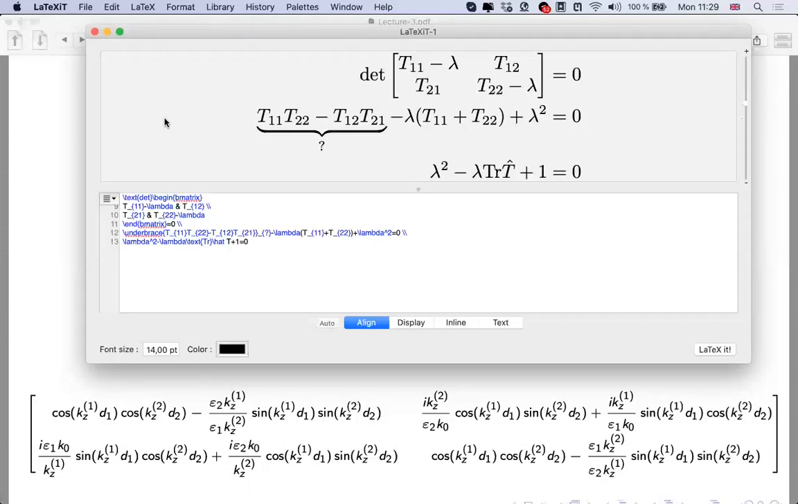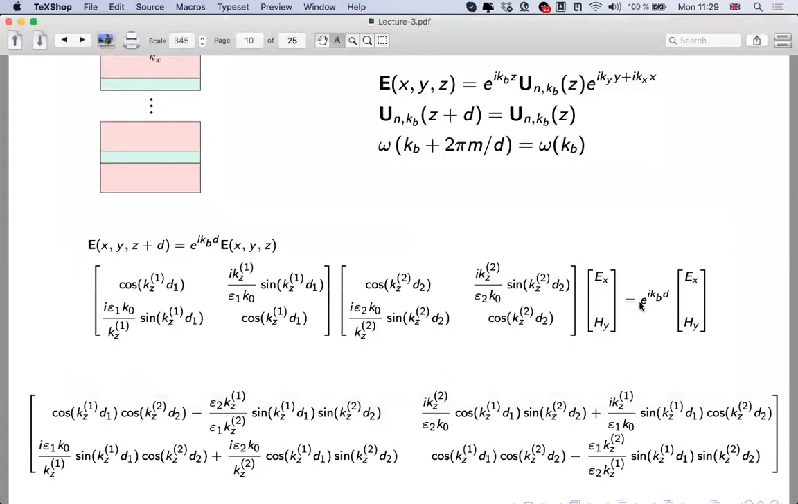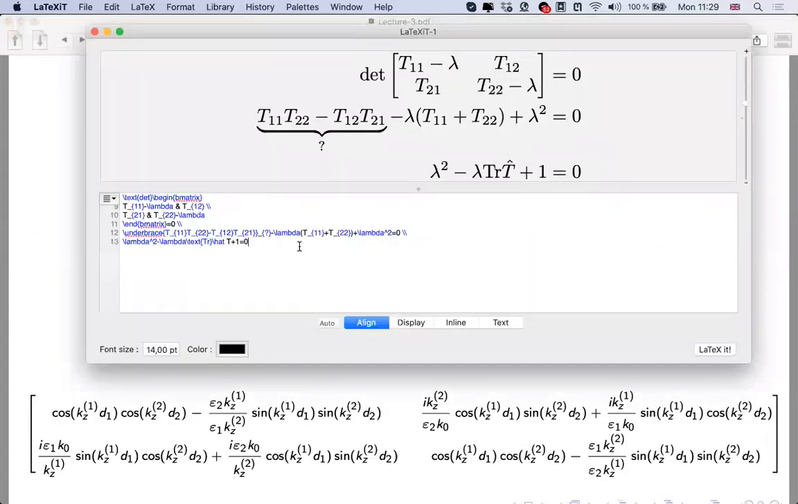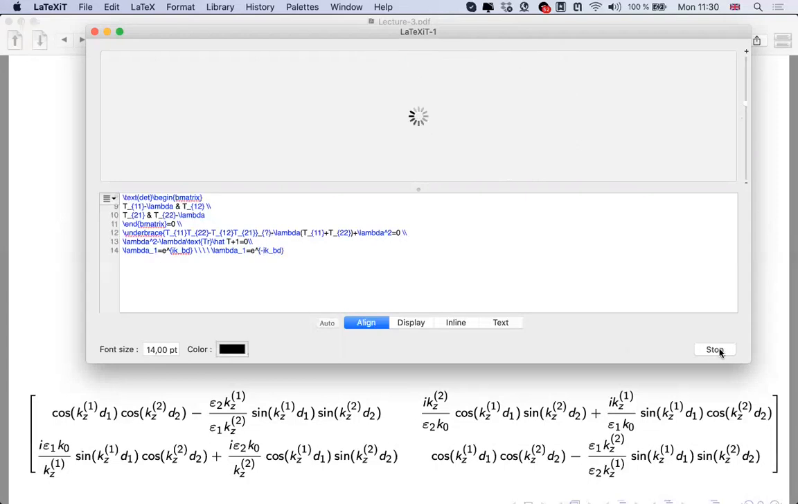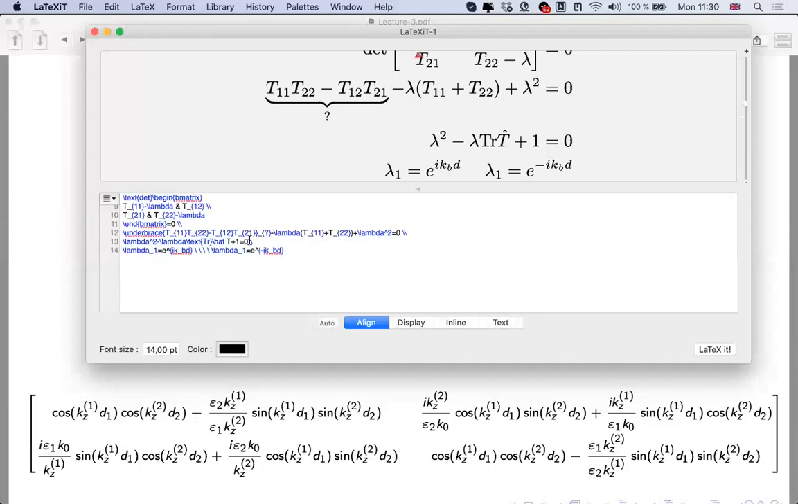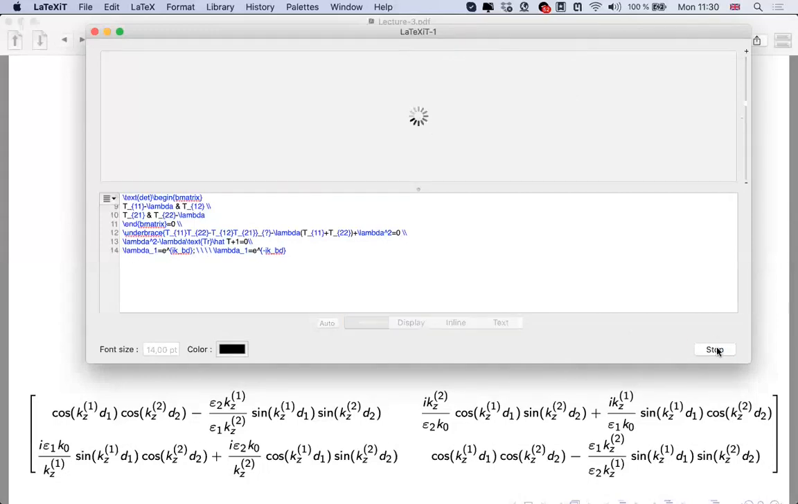Exactly, it's one. And I know that my lambda is e to the power i K_B d. So let's say lambda one is e to the i K_B d. Yeah, it's lambda one. But what is lambda two in this case? The same, but negative. Exactly, it's a negative power. It means that my roots, in general, are conjugated, because the determinant is equal to one. That's great.